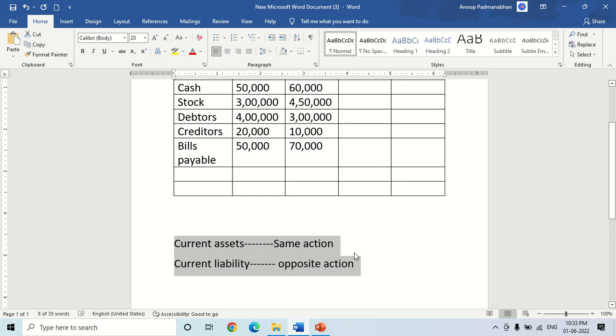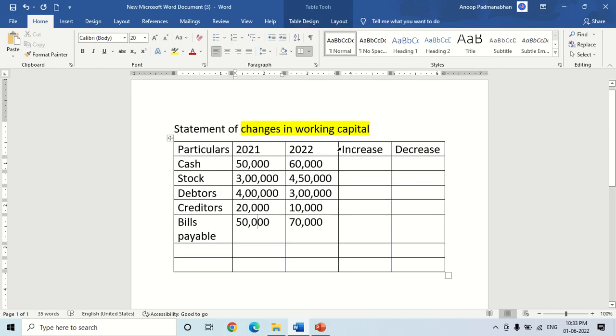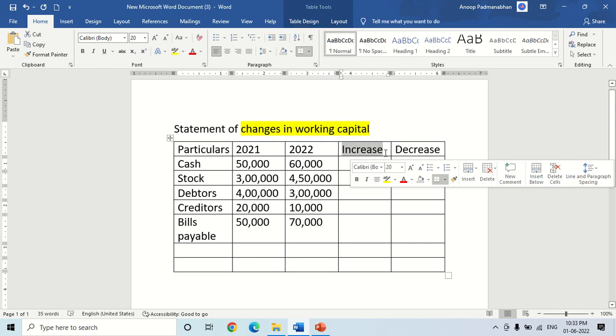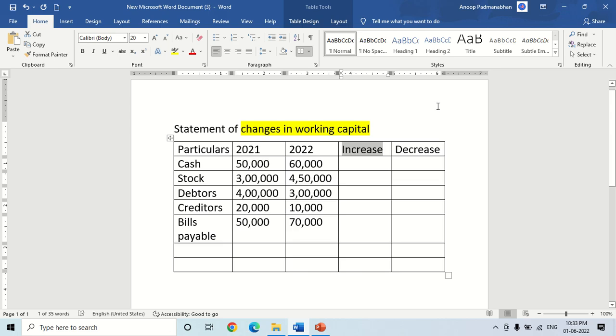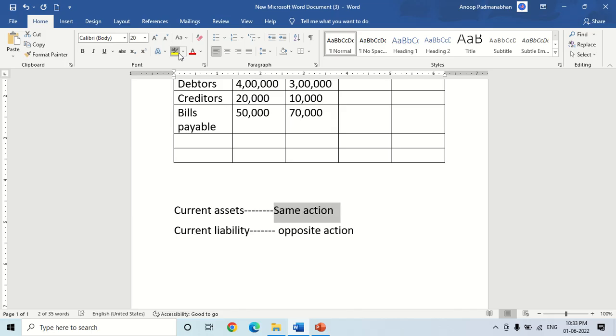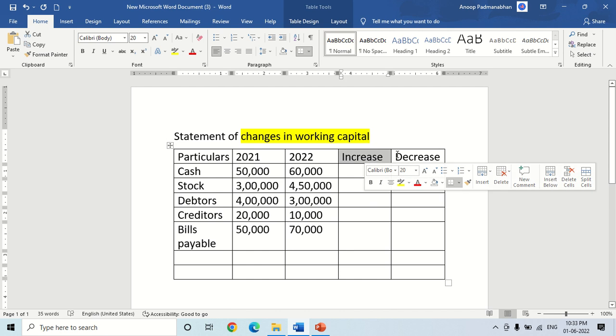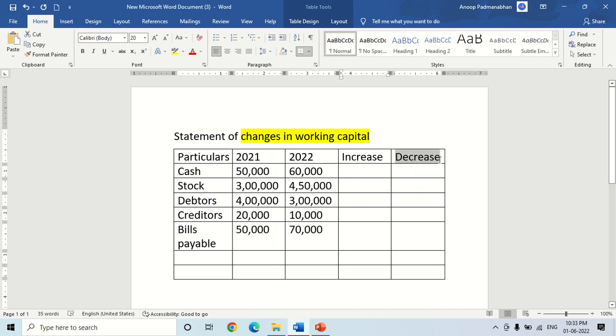So what is the same action? When current asset is increasing, we will write that value in which column? Increase column. When current asset is decreasing, we will write it in the decrease column. That's what is called same action. When current asset is increasing, we write in the increase column. When it is decreasing, we write in the decrease column.